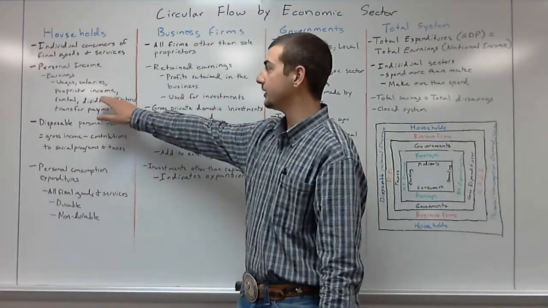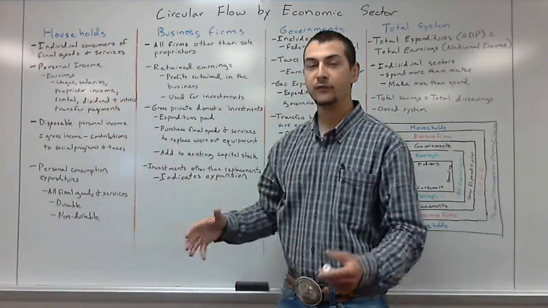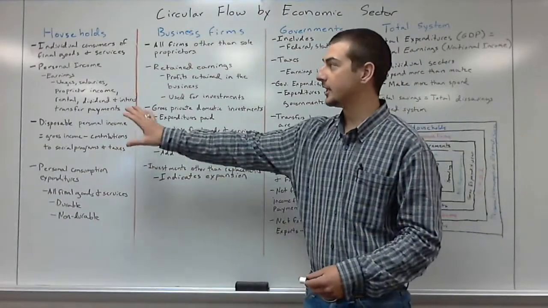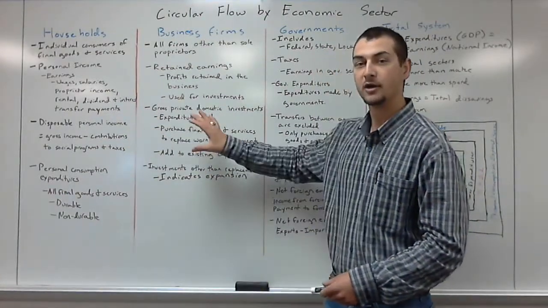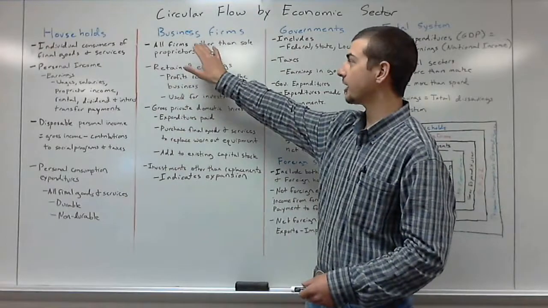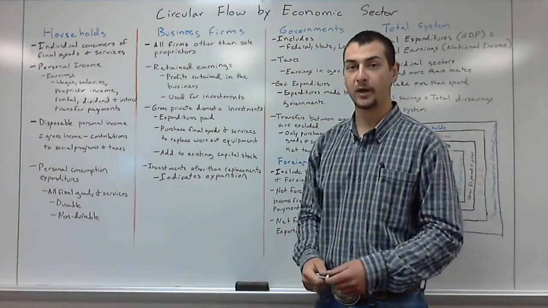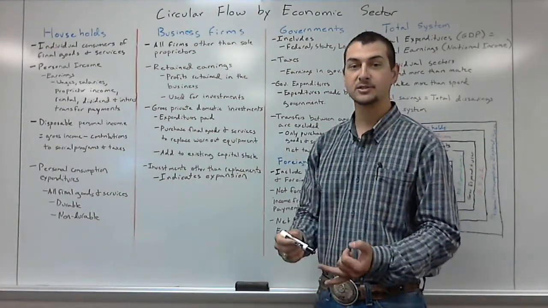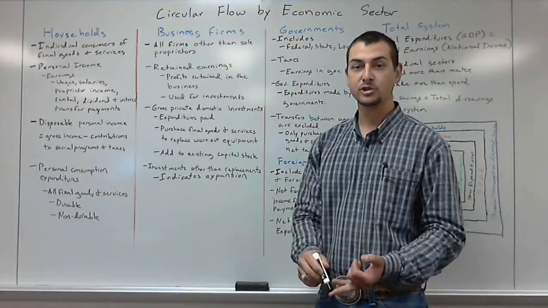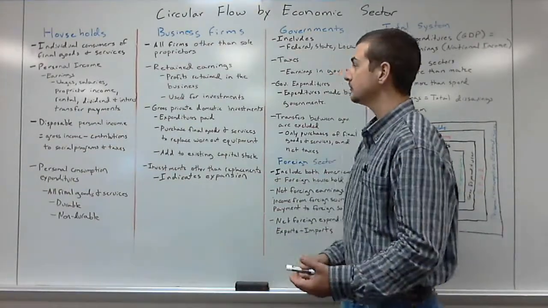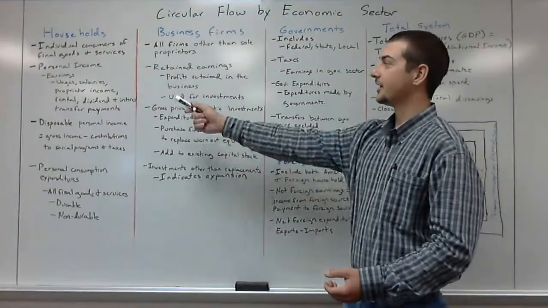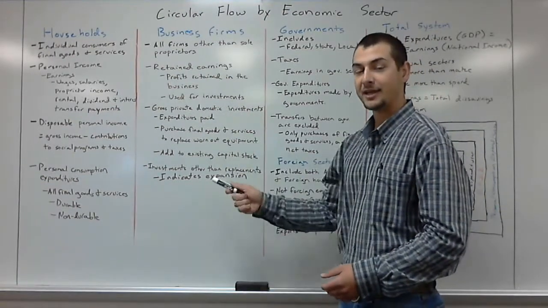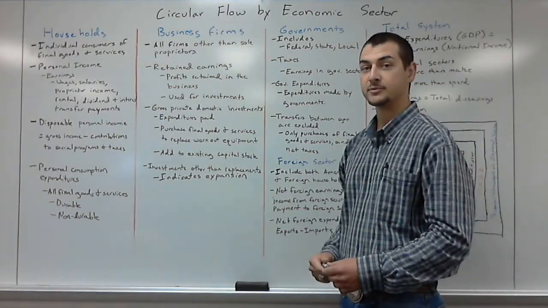Just like we saw right here, we said proprietor income. If it is a sole proprietorship, it's actually included in the household. So when we talk about business firms, we're talking about all firms other than sole proprietors. These could be corporations, it could be partnerships, or anything of that nature. So, just like we had in households, we have both earnings and expenditures within business firms.